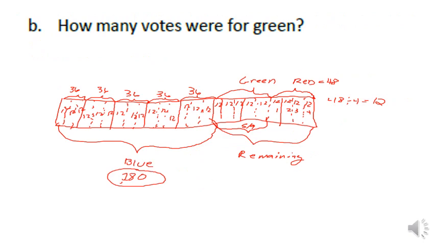Okay, now let's take a look at B. And hopefully with our tape diagram we'll be able to solve all these various questions. The next one says, how many votes were green? Well, if we look right here, green was 1, 2, 3, 4, 5/9. And each one of them was 12, and we know 5 times 12 is equal to 60. So there had been 60 green votes.